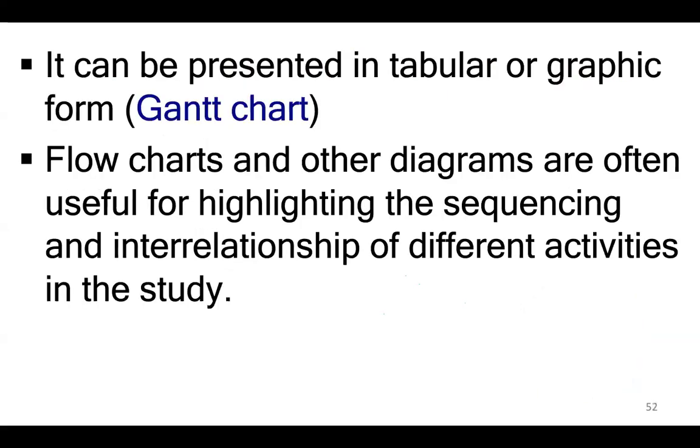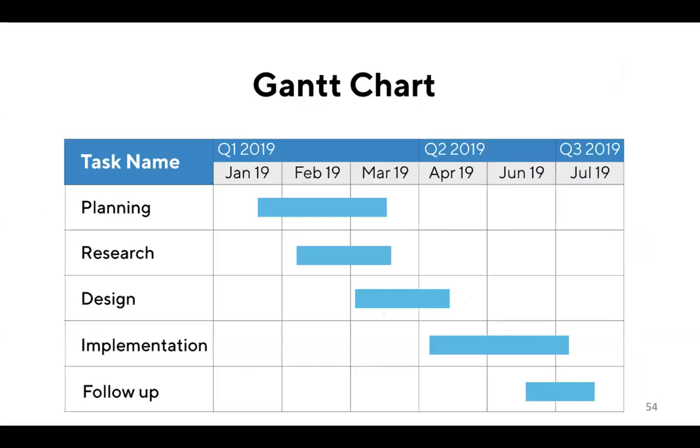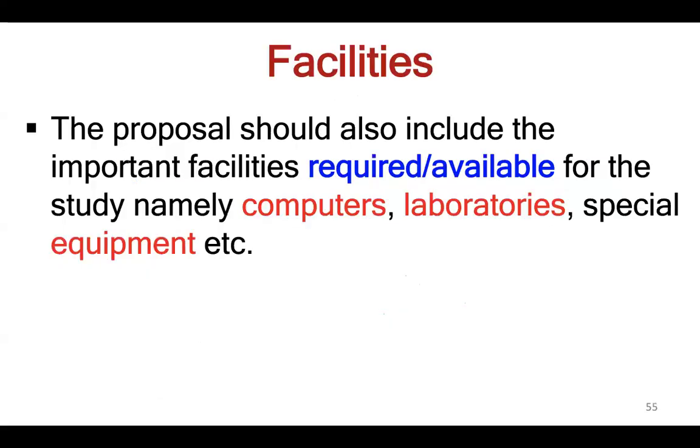Usually we ask students to put it in a Gantt chart, and the Gantt chart looks like this one here, which tells you what the tasks are, and of course you've got to indicate the dates. That way you know that in January and February you are planning, then you are doing research, you are designing here, you are doing the implementation, follow up, and so forth. That Gantt chart is usually very good when you put it in the appendix of your proposal.